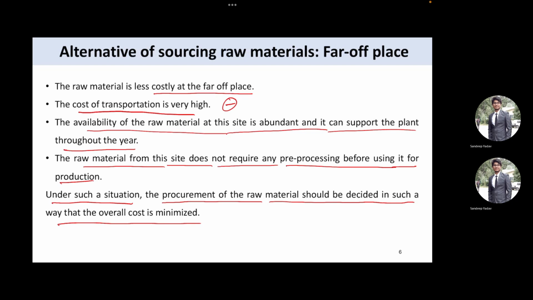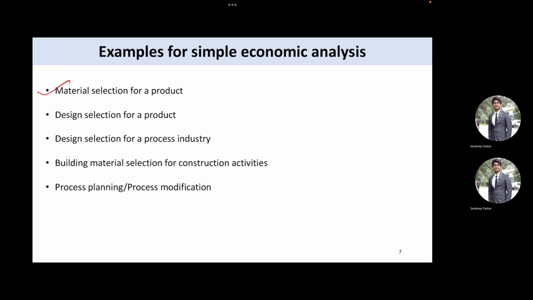For example, for the simple economic analysis, there are 4 to 5 options available. One is material selection for a product, design selection for a process, design selection for a process industry, building material selection for construction activity, and process planning or process modification. So these are the options available. We will see them one by one.